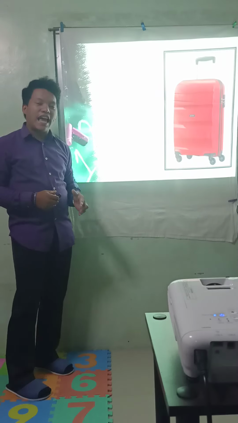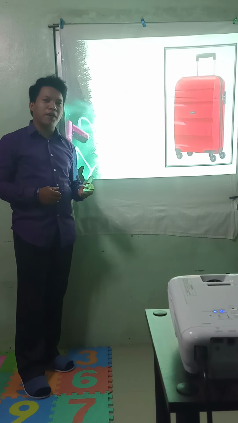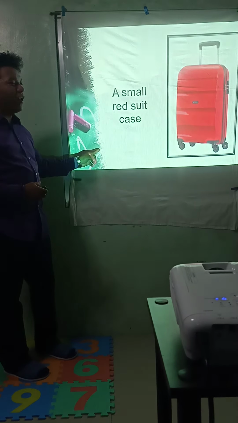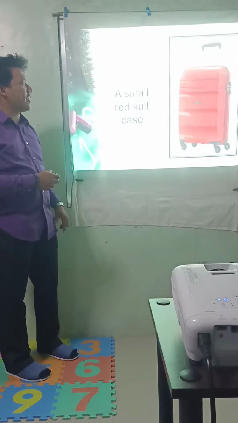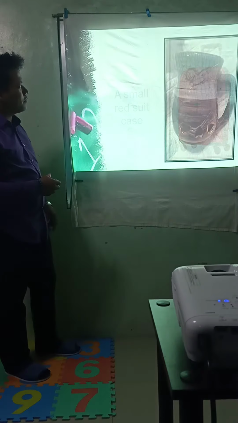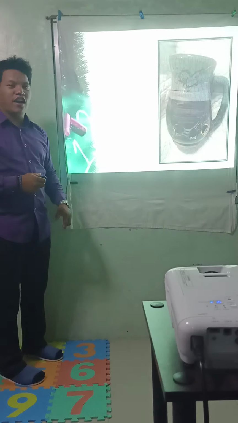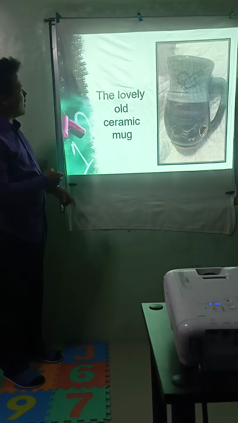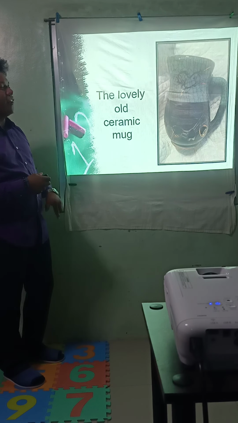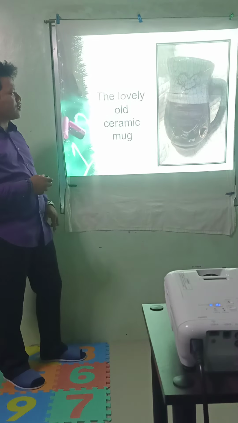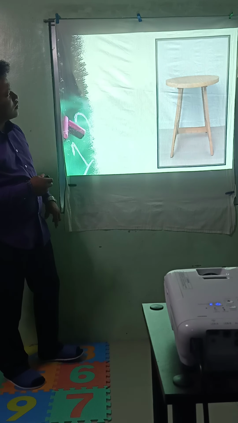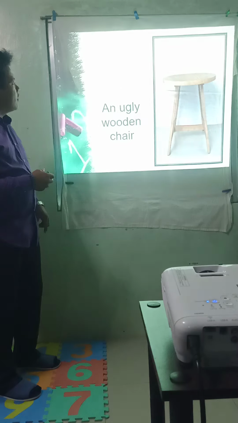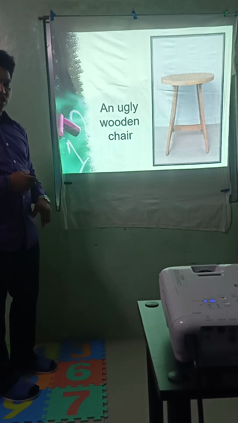This one. How can we describe this picture? Anybody? Okay. A small red suitcase. Second picture. Okay. How can we describe that picture? Okay. This is the lovely old ceramic mat. The third picture. How can we describe the third picture? Okay. An ugly wooden chair.